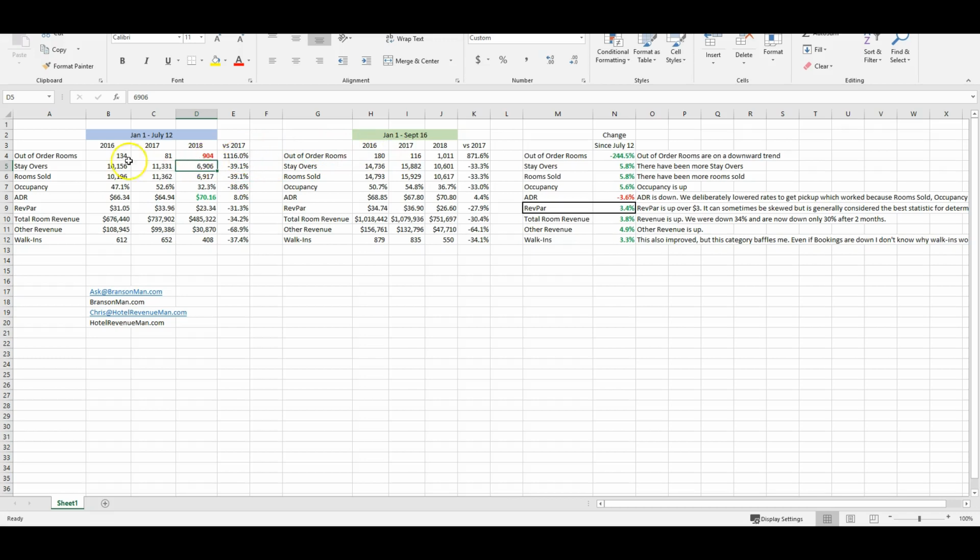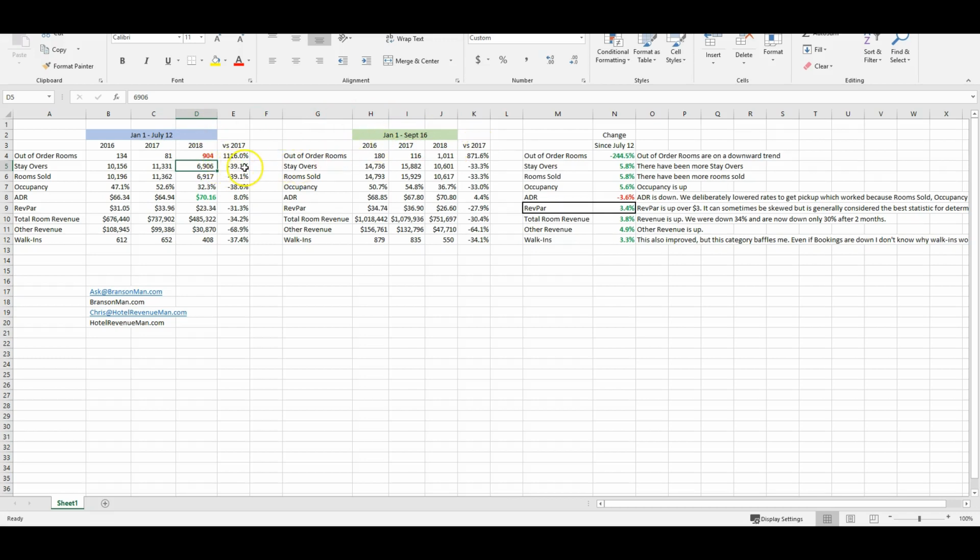So, to July 12th, out-of-order rooms were up, which is bad. Out-of-order rooms were up 1,100%. That number went down to 871%. This is the amount of time that I was helping them. This is when I came on 2 months later. This is when we're running metrics.